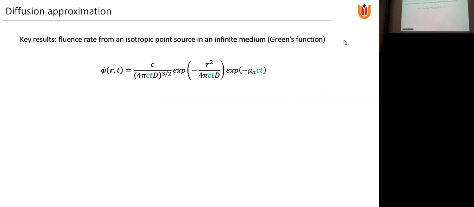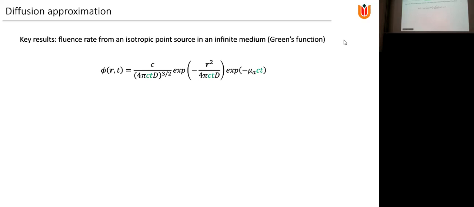The diffusion equation is solvable, as I said. And this is then the most important key result. The fluence rate inside an infinite homogeneous medium, so medium everywhere, as a function of time. So there's a light source in that medium that emits photons, and if you look then at the distance r away from that light source at the time t, then this describes the fluence rate.